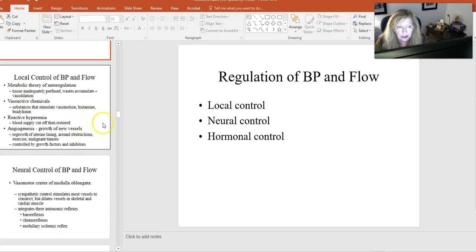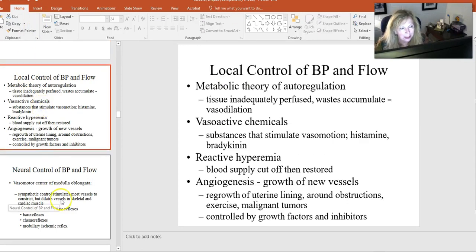The control of this is going to be local, neural, and hormonal. I told you it's part of the autonomic nervous system. You don't have to think about smooth muscle contracting or dilating in your vessels. Your autonomic nervous system is doing that, usually from a release of hormones that are making this happen.